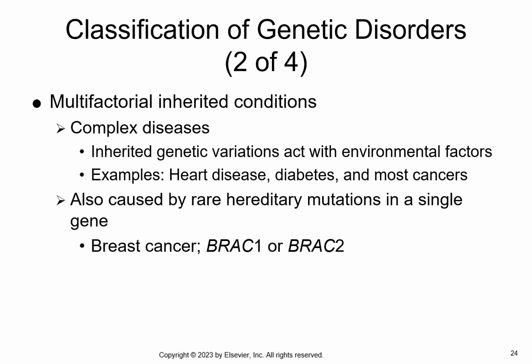All right, there are some that we tend to see as inherited conditions that involve more than one disorder. These are complex things. We also have environmental factors that add into risk for developing these diseases. And then we have some rare hereditary mutations, like the breast cancer genes, BRCA1 and BRCA2.